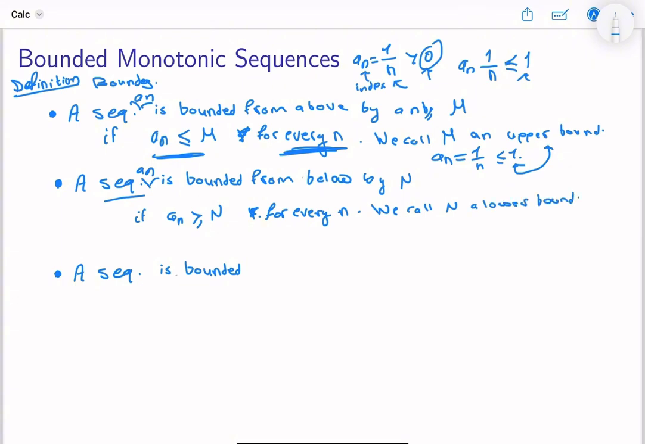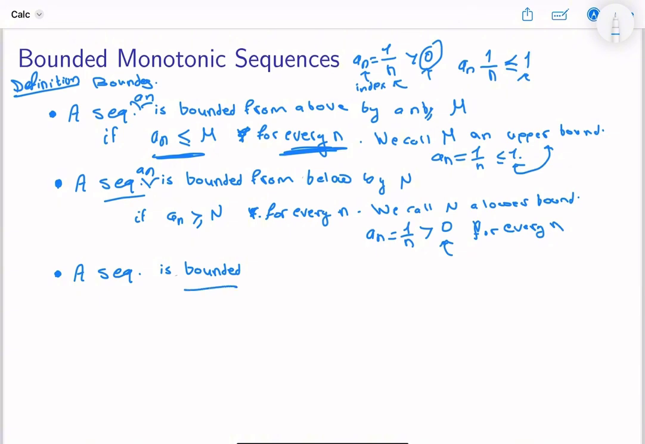What is an example of this? Well, an equal to 1 over n is also an example, because we know that this is bigger than 0 for every n. So this is a lower bound, and this sequence is lower bounded by 0. So this is the definition of a sequence that is bounded from below and above, and the definition of upper and lower bounds.